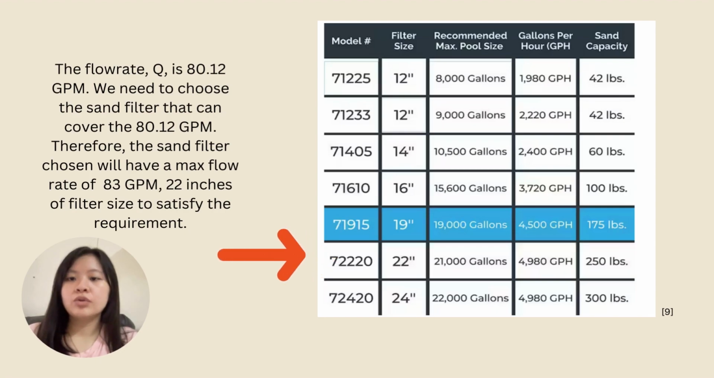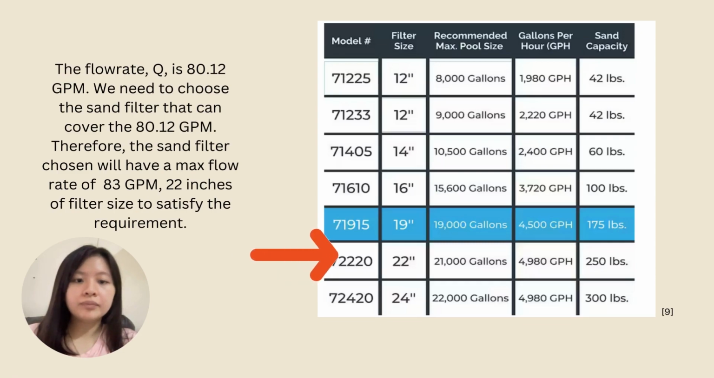Now we need to choose the sand filter that can cover the 80.12 gallons per minute. The sand filter that we choose is 22 inches, giving a flow rate of 83.83 gallons per minute, which satisfies our requirement.